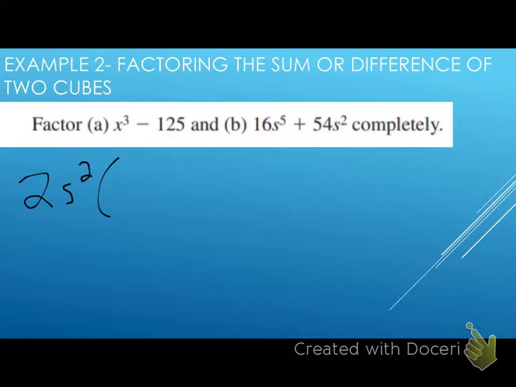2s squared times what would give me 16s to the 5th? 8s cubed. And then 2s squared times what would give me 54s squared? 27. Does everyone see that? Any questions on it? Can I factor anything else any further? What can I do?